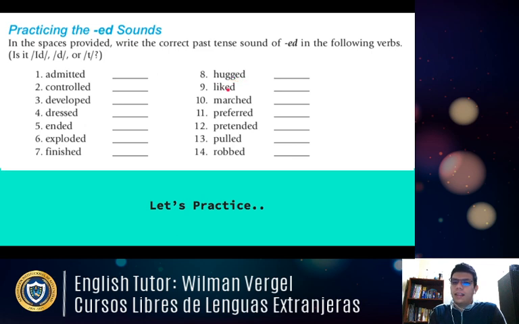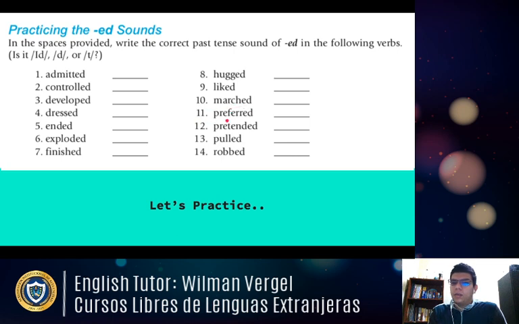Number 9, like. Well, it's very simple. The K sound is voiceless, so we pronounce liked with the T sound. Number 10, march. CH sound is voiceless, so we pronounce it as T, marched.